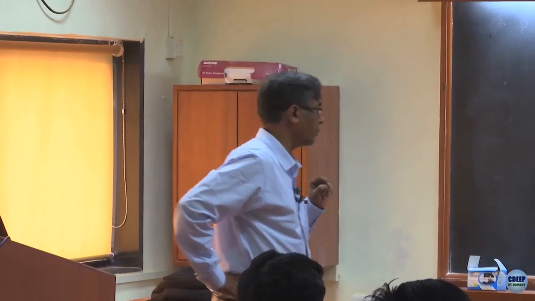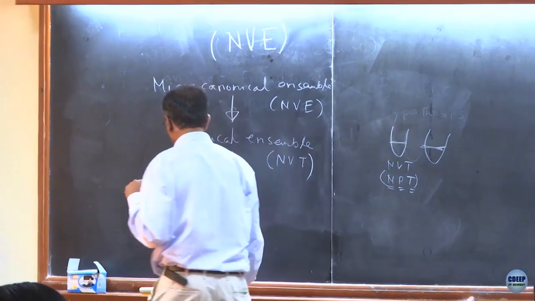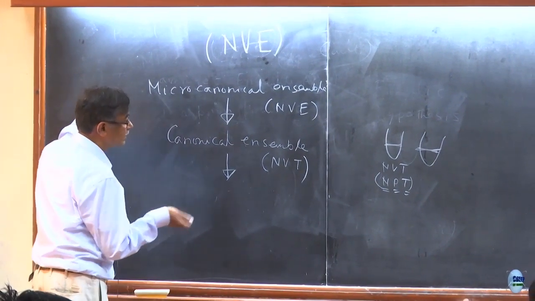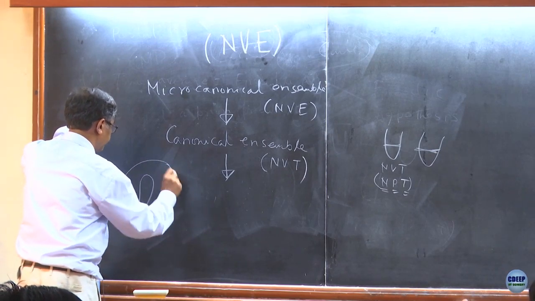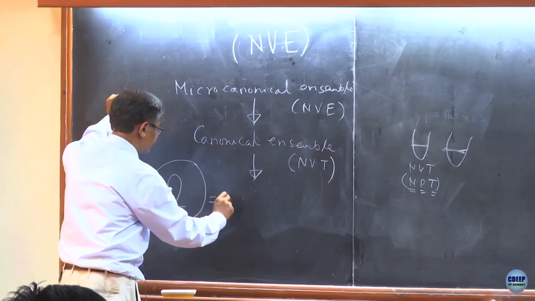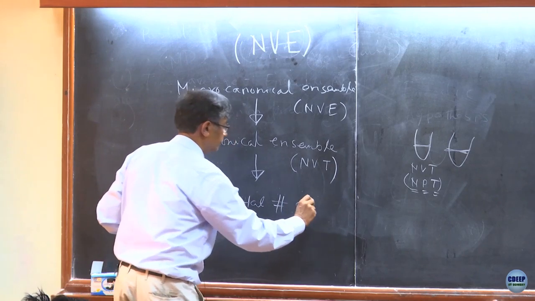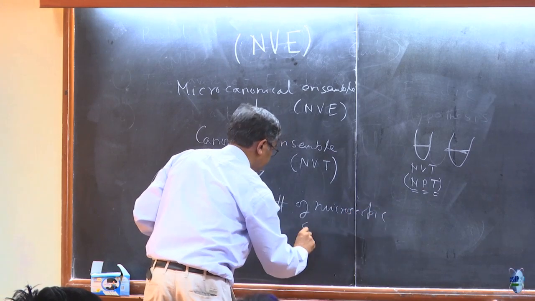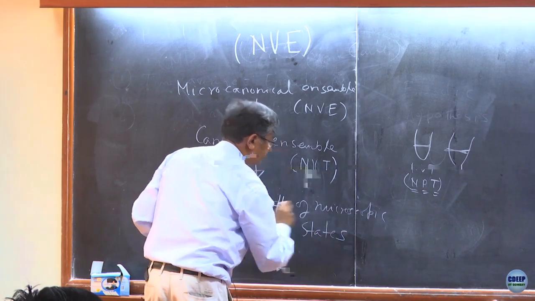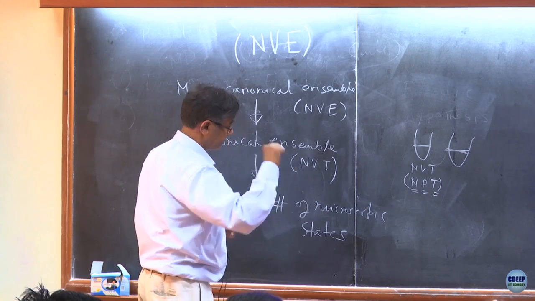Now, how do I calculate the total number of microscopic states? This is a pivotal quantity from which the whole of statistical mechanics came out. How we calculate it will come a little later.